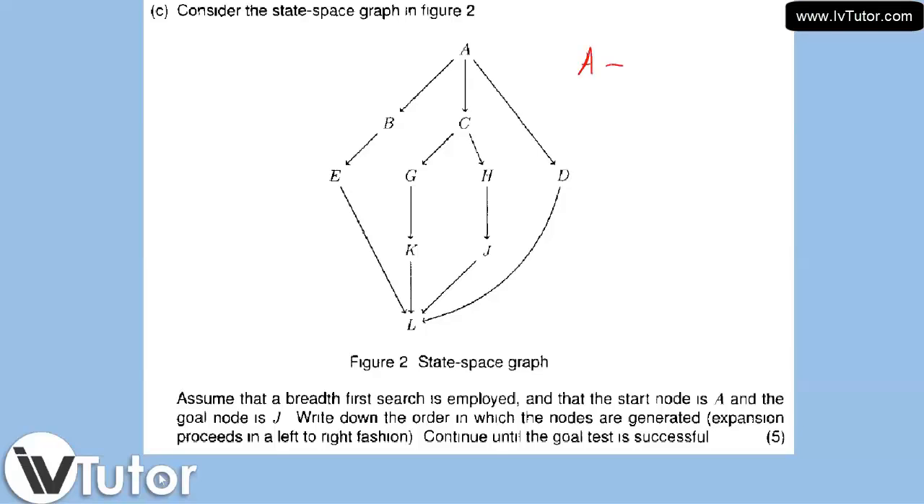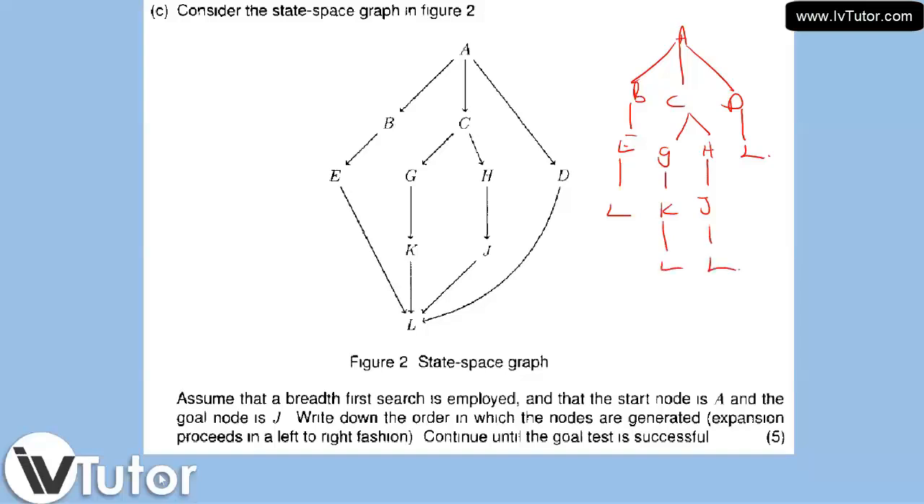So A is going to generate B, C, let me draw it in a tree fashion. So A is generating B, C, and D, right? And then B is generating E, C is generating G and H, D is generating L, right? Then we have E is generating L, G is generating K, and then H is generating J, and then that's it. And then K is generating L, J is generating L, like this. This is in fact how the tree would look.